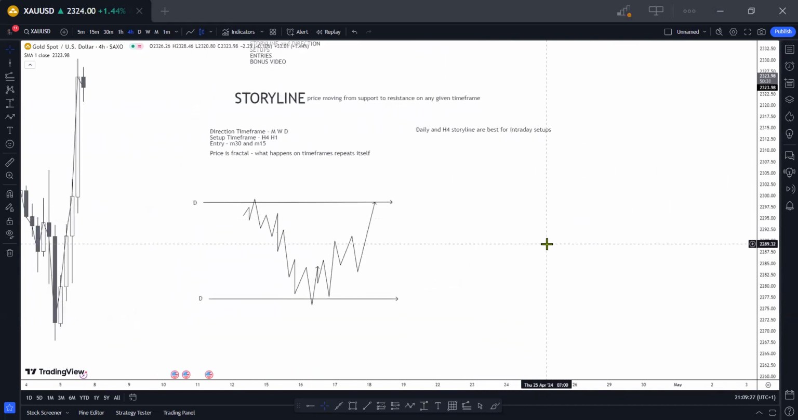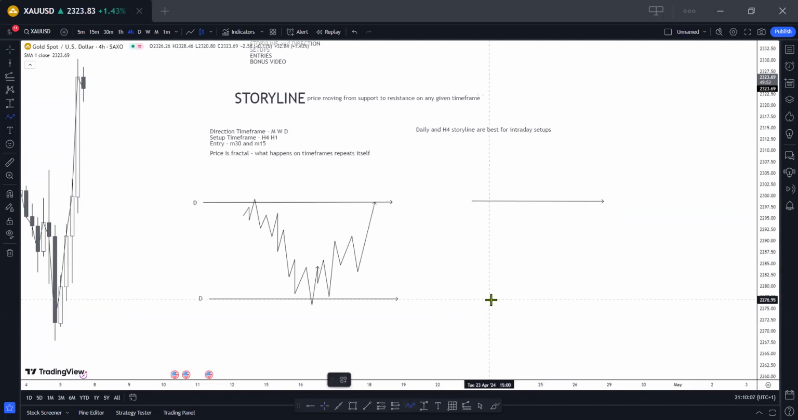Okay, so what is daily storyline? Price moving from daily support or any daily SNR level that supports to a daily SNR level that is resistance. What is H4 storyline? Price moving from an H4 SNR level that is support to an H4 SNR level that is resistance, or price moving from an H4 SNR level that is resistance to an H4 SNR level that is support. Okay, that's how price moves. Okay, so price is fractal.